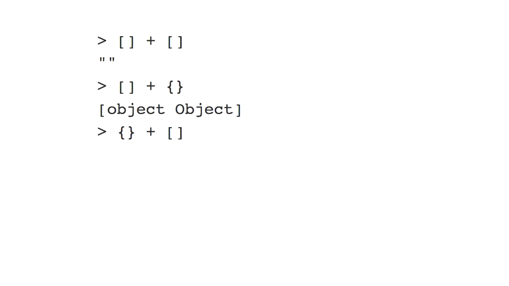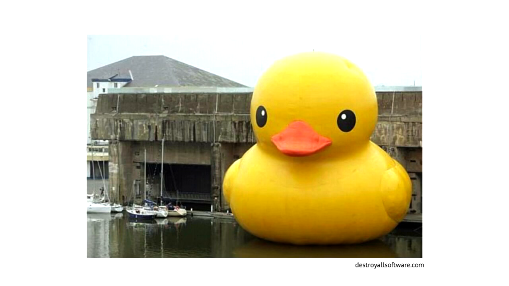You know what is also fun? Arrays and objects. So, what is the result of an empty array plus an empty array? Empty string. What about an empty array plus an empty object? It's an object. Somebody has seen this bit of the talk before. What about the reverse? Empty object plus empty array? 0. And what about the addition of two empty objects? Not a number. What?